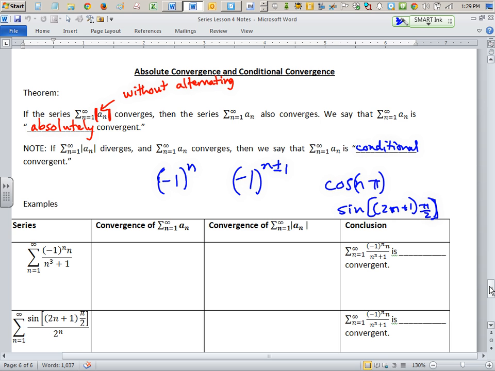So my next several examples, I put them into a table because I thought that would help you more. When you're testing for absolute convergence, you're going to want to organize your work maybe like I have here. Okay, so let's go ahead and try this.